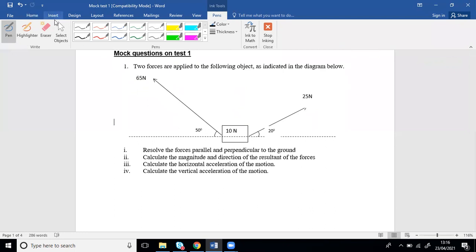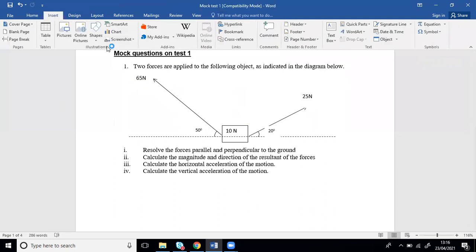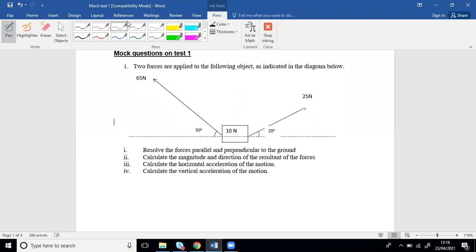So what I have to do is I need to draw two lines which are perpendicular and parallel. Now 25 Newton, which is at 20 degrees to the horizontal, can be divided into two components, a component which is horizontal and a component which is vertical. The horizontal component of the force will be, since we're going towards the angle, 25 cos 20. 25 Newton multiplied by cos 20.